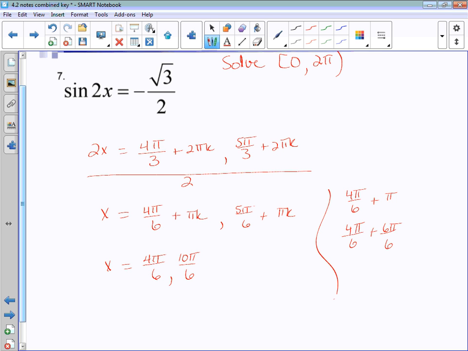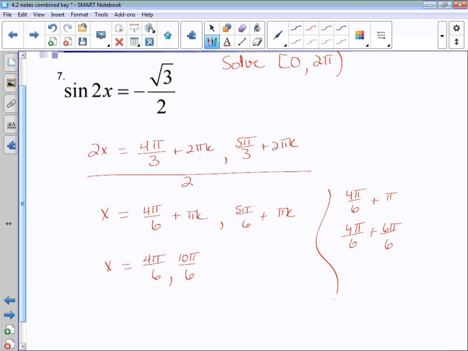The other one said give all solutions, so you can just get to this stuff with the k and you're done. This, we've got to find everything from 0 to 2 pi. And just 4 pi over 6 and 5 pi over 6 are not the only answers from 0 to 2 pi, because that 2 there messes us up.